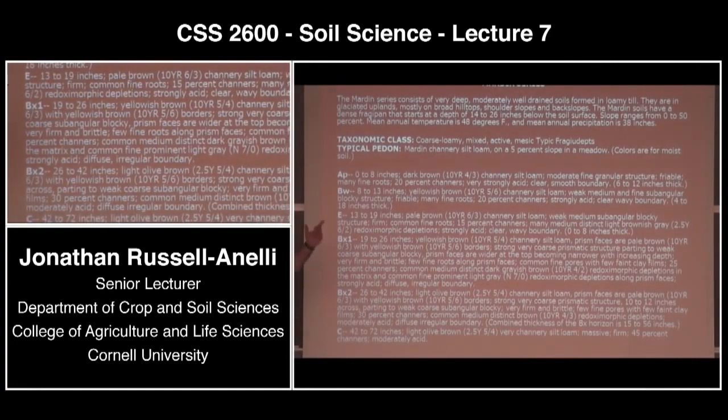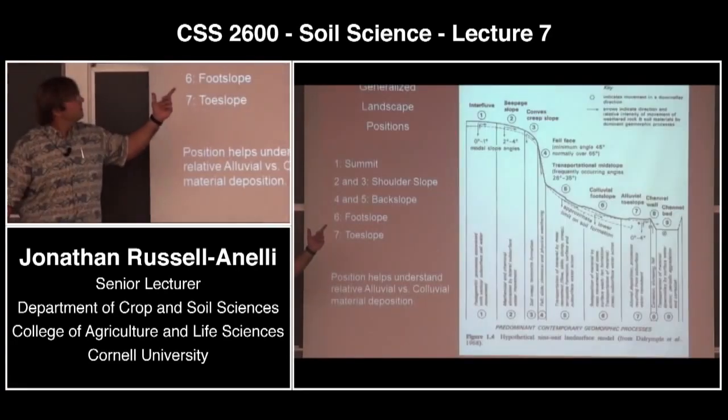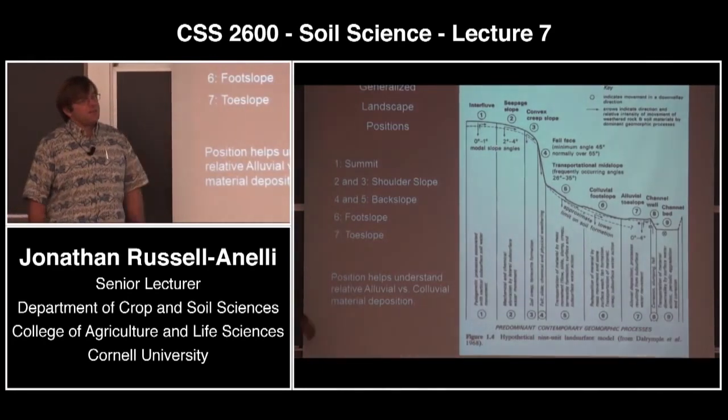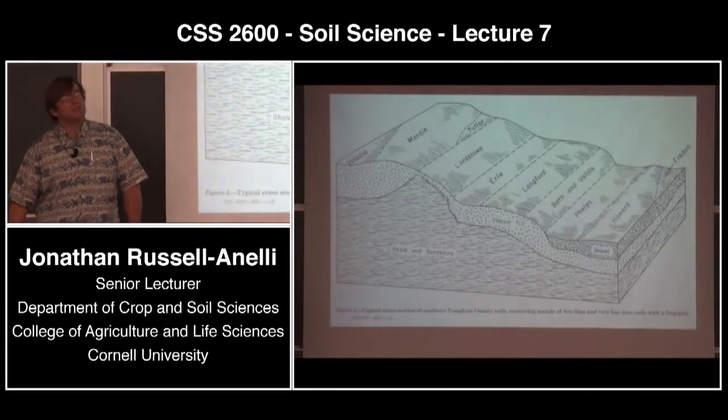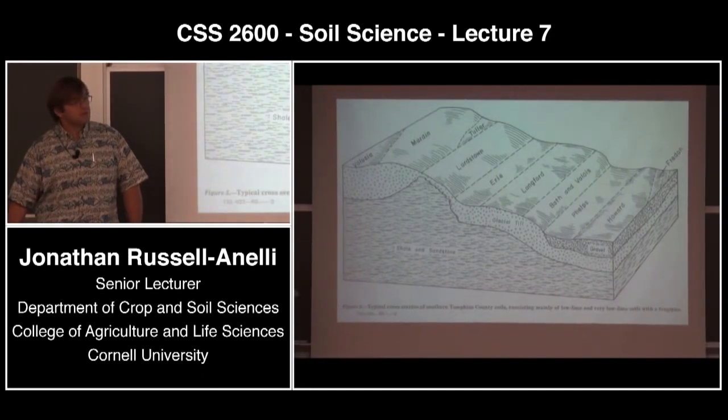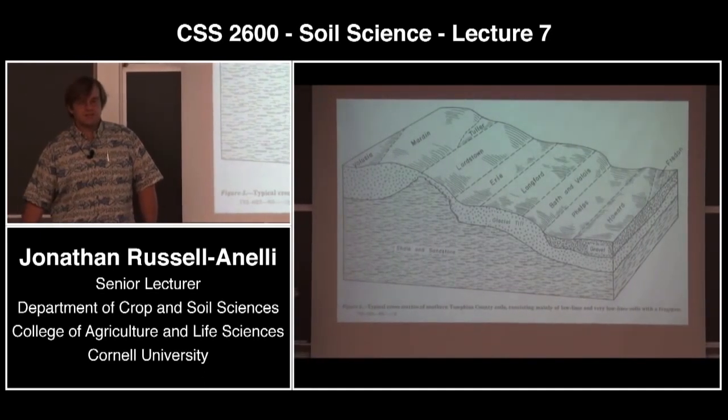Okay? This happens to be the Mardin series. These are basically the slope aspects of this association. Does that make sense to everybody? Do we feel fairly comfortable with this at this point?